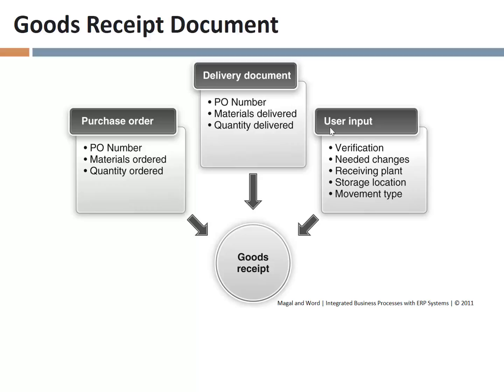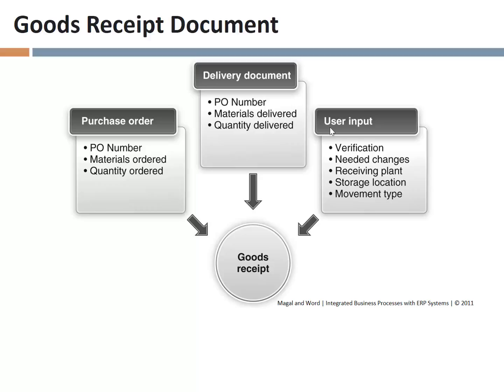Similarly, we may have a delivery document from the vendor that's going to say how many materials were delivered and the quantity delivered. And so the user's going to put in, yes, that's accurate. They're going to record the numbers, and then things like what receiving plant and storage location they're actually sending this to. And we talked before about goods movement types. They're going to record the movement type here of a goods receipt into inventory.